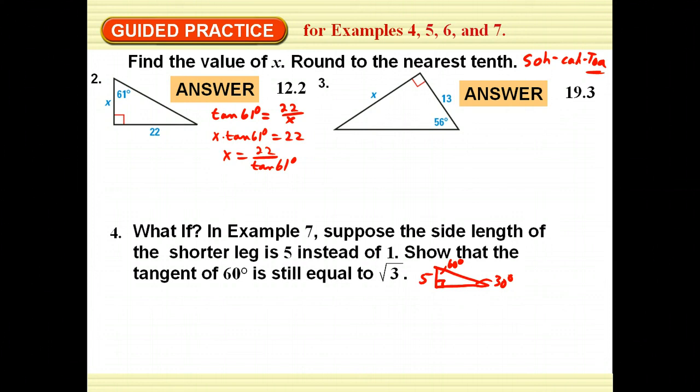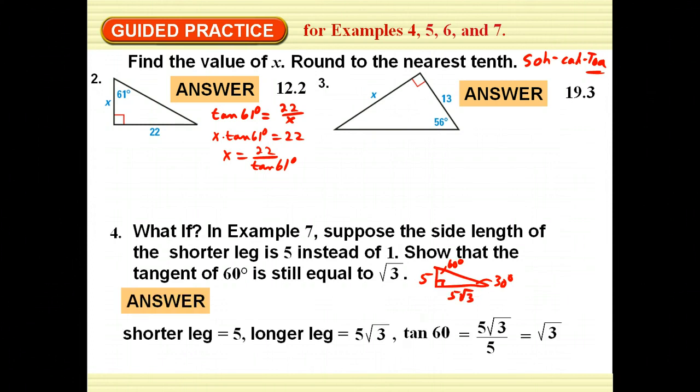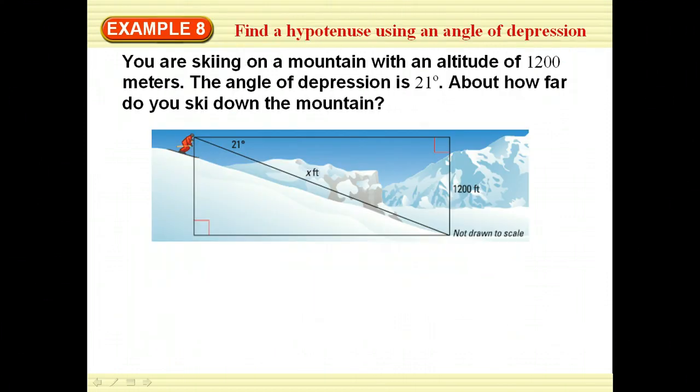Well, my tangent of 30 is opposite over adjacent, so the adjacent is the long side, so that's 5 square roots of 3. So if the shorter leg is 5, the longer leg is 5 square roots of 3, so tangent is 5 square roots of 3 over 5, and we can see that still simplifies to square root of 3. That's what I was saying earlier. All 30, 60, 90 triangles, those ratios will come out to be the same.